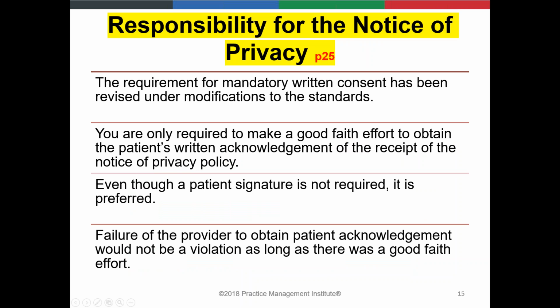Okay, so under the modifications of the standards in 2009, there used to be a requirement for mandatory written consent, and that has now been revised under the modifications to the standards. At this point in time, you are only required to make a good faith effort to obtain the patient's written acknowledgement of the receipt of the notice of privacy policy.